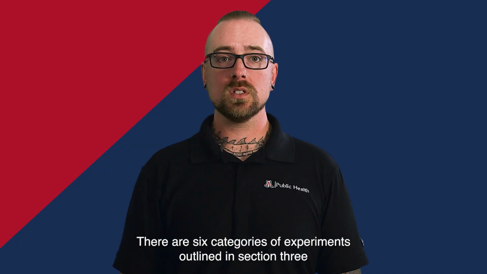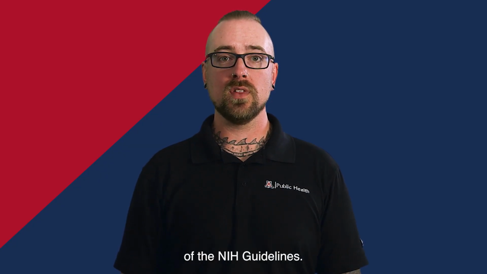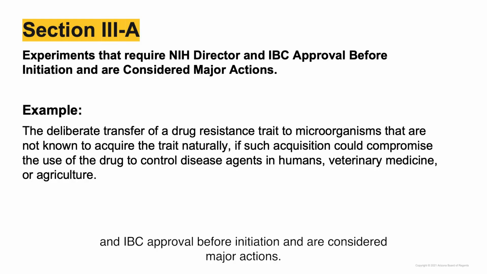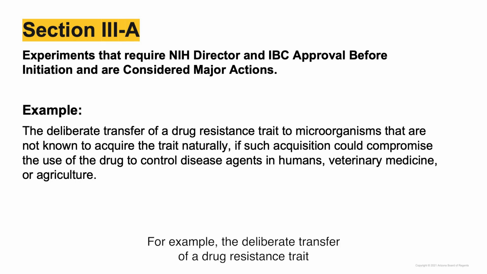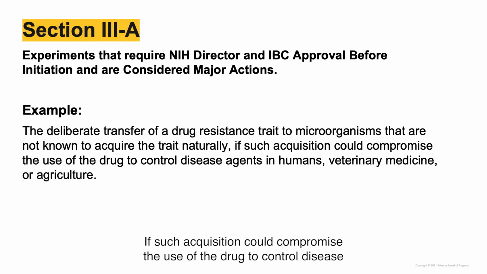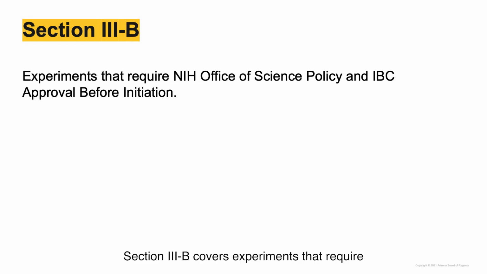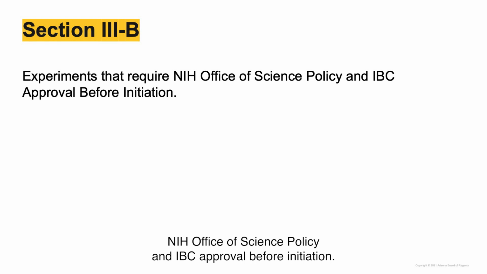There are 6 categories of experiments outlined in Section 3 of the NIH guidelines. Section 3A covers experiments that require NIH director and IBC approval before initiation and are considered major actions. For example, the deliberate transfer of a drug resistance trait to microorganisms that are not known to acquire the trait naturally, if such acquisition could compromise the use of the drug to control disease agents in humans, veterinary medicine, or agriculture.